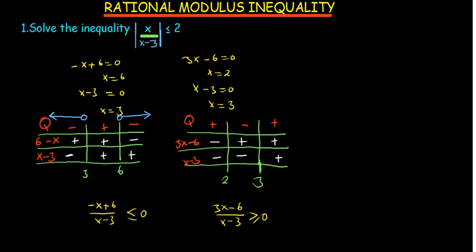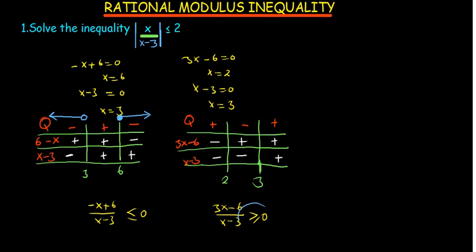Now notice that this is less than or equal to, so we should also include the 3 and the 6. But one thing, the denominator should never be equal to 0. So even if this rational function is saying less than or equal to, we should never include a 3, because the 3 will give us a 0 in the denominator, but we can include what? We can include a 6 there.